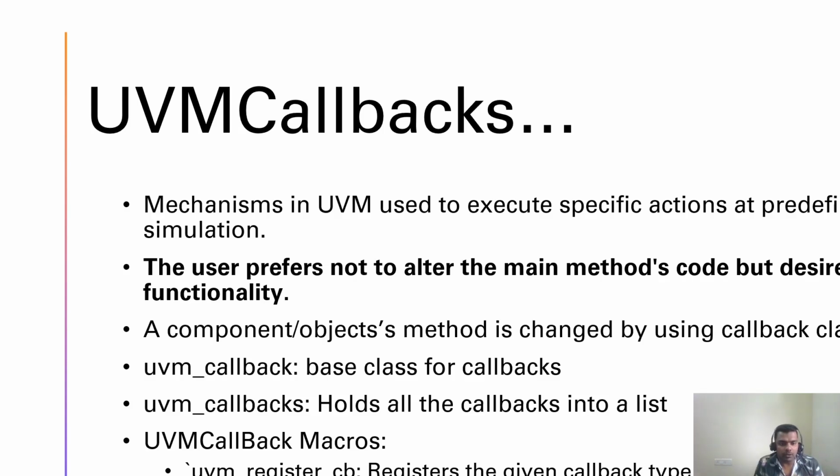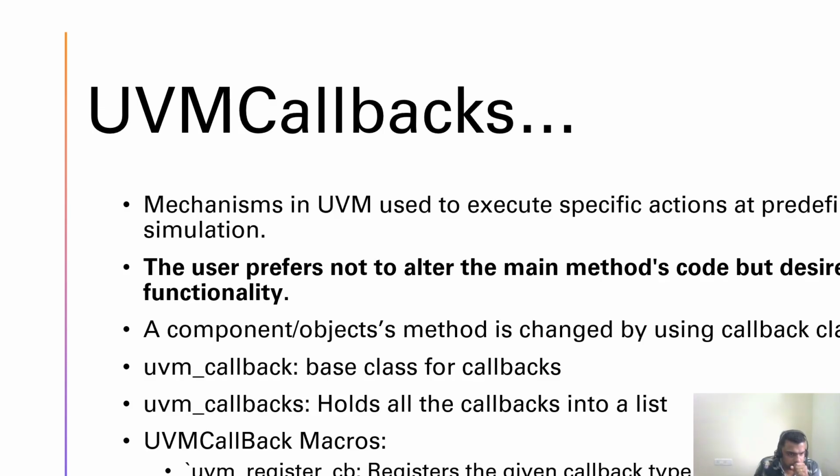A component or object's method is changed by using callback classes. That is essentially what callback classes do. UVM provides uvm_callback classes essentially to implement these things. Next are different keywords related to UVM callbacks. One is uvm_callback. As I already mentioned, this is the base class for callbacks which is provided by UVM.